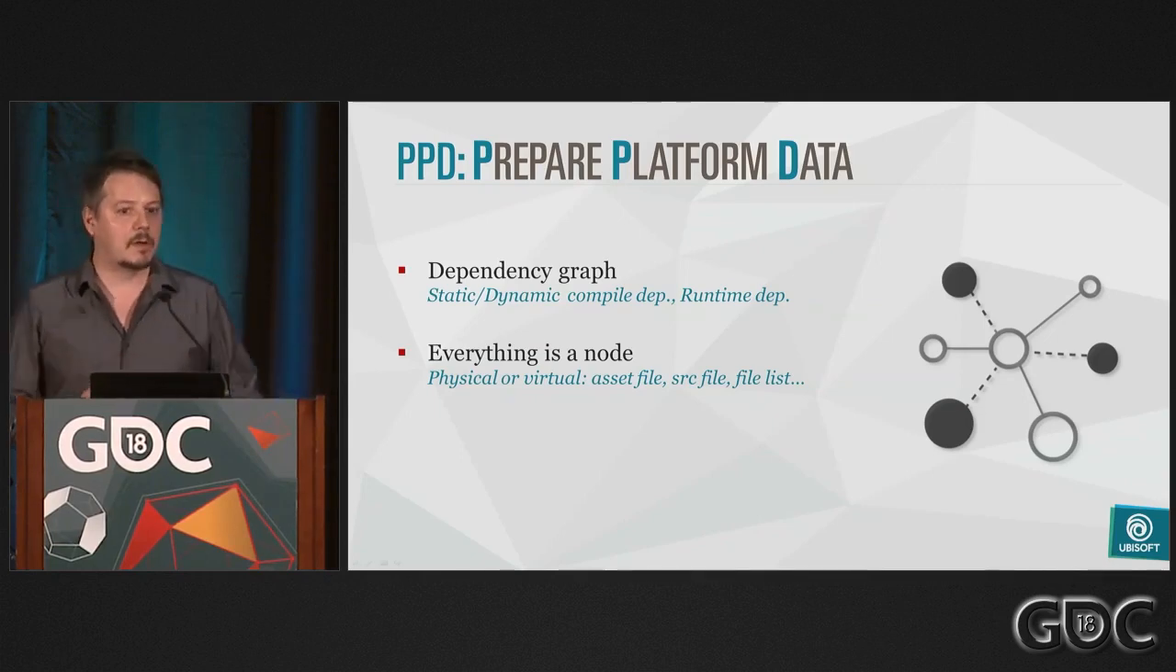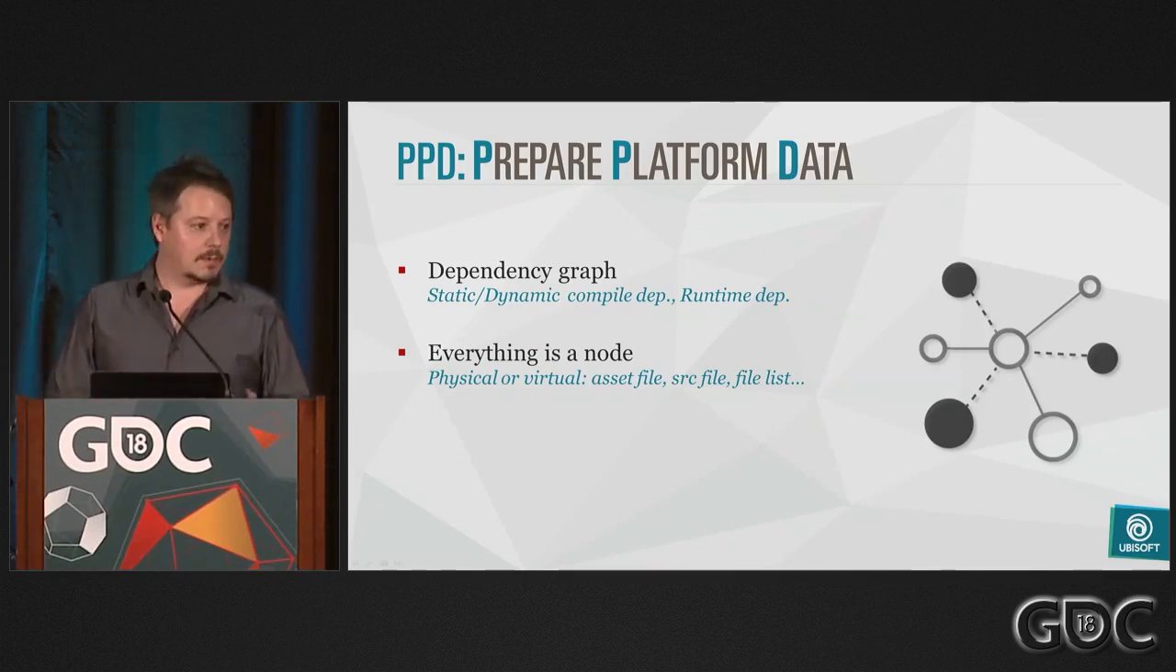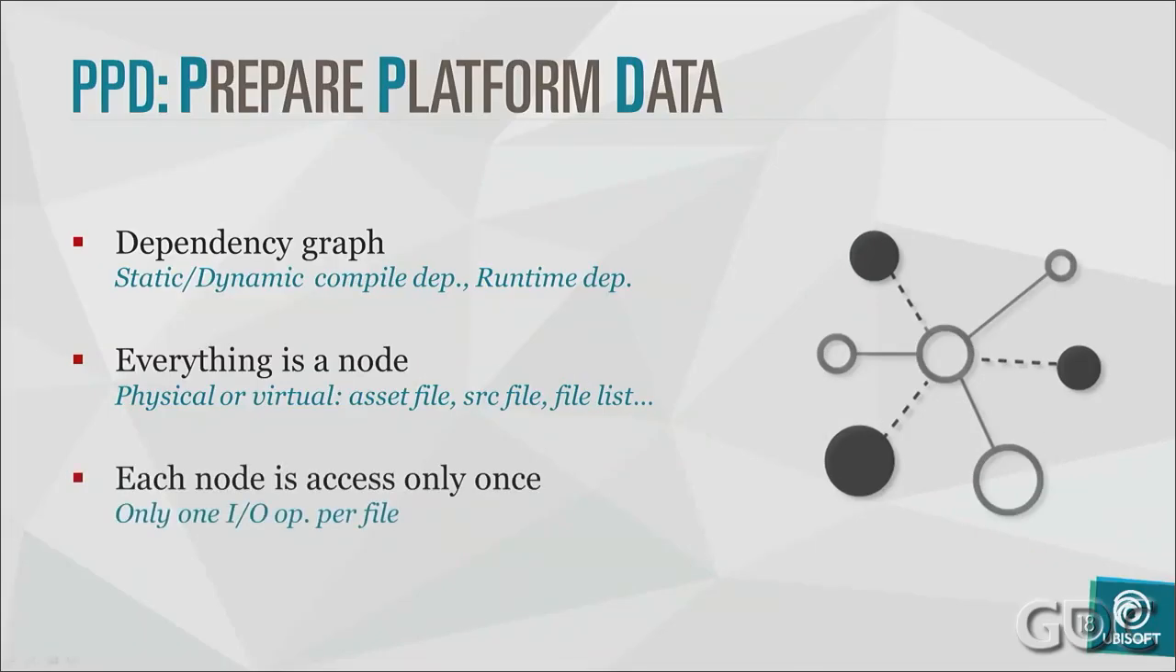And every node in the graph will be evaluated just once. A nice consequence of that is that for every file, we're just going to perform a single I/O per file, because it's just one node, and each node is evaluated only once.